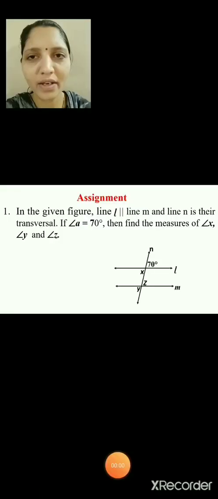Very simple sums. Now let's move on to the last part of this session, that is assignment. Here I have given you one question. Let's read it. In the given figure, line L is parallel to line M and line N is their transversal. If angle A is equal to 70 degrees, then find the measure of angle X, angle Y and angle Z. In the figure I have given you the measure of one angle and the remaining angles you have to find out. So using the relation between the two angles, you will find the measure of angle X, angle Y and angle Z. Reasons also you have to write for each statement.